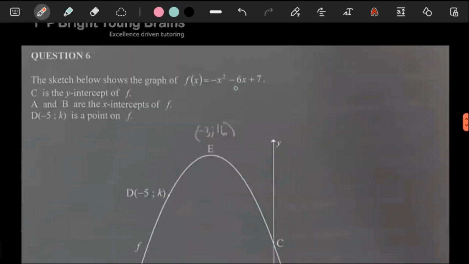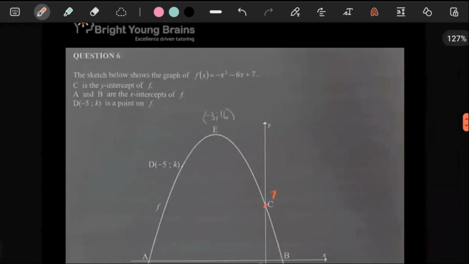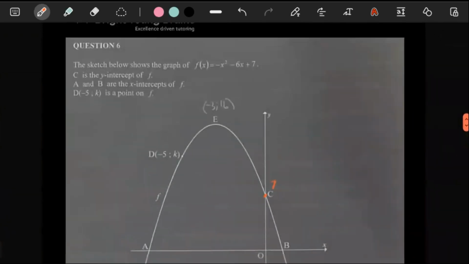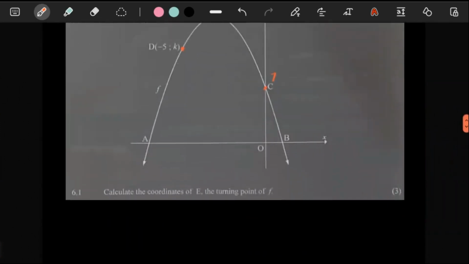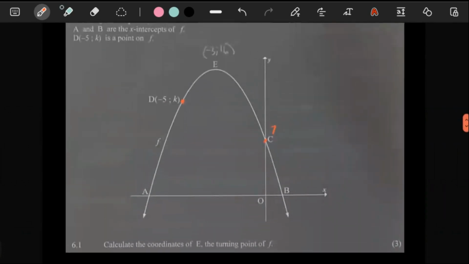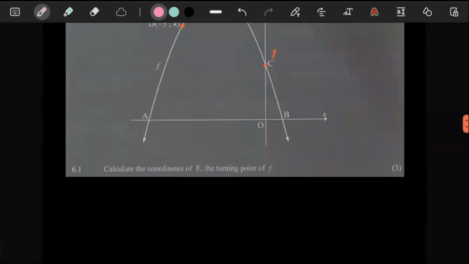This is the equation of the parabola. And then this y value is a 7. The value of g is -5 and k. Okay, interesting. And then they said a and b are the x-intercepts. So they said we should get the coordinate of E, which is the turning point of f, for 3 marks. Well, let's find out if our friend had gotten the right answer. I think they did. But anyways, let's see.